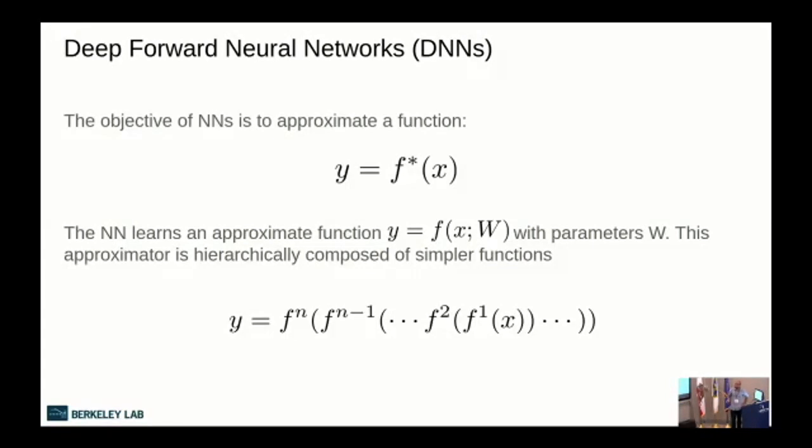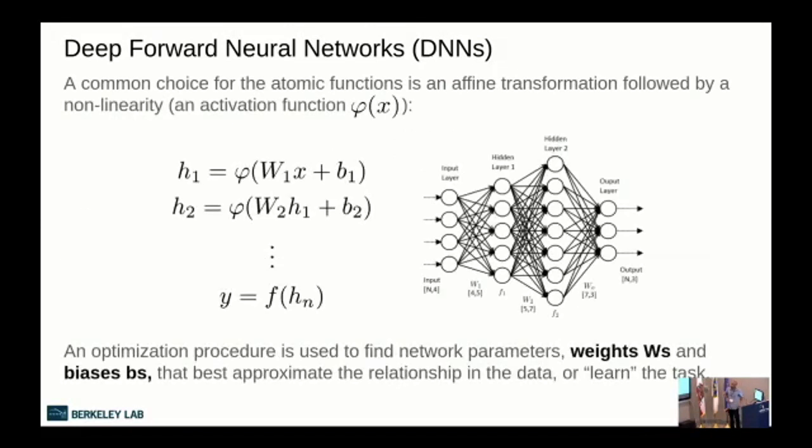The simplest way of doing this is to think of, instead of trying to find the exact right ansatz of what that function can be, a simpler way. We can break that function down into atomic functions. We can think of what those atomic functions could be, and then build a hierarchy of these functions all the way from the input to Y, and optimize to find the parameters of those atomic functions. The simplest way of doing this is to think of affine transformations.